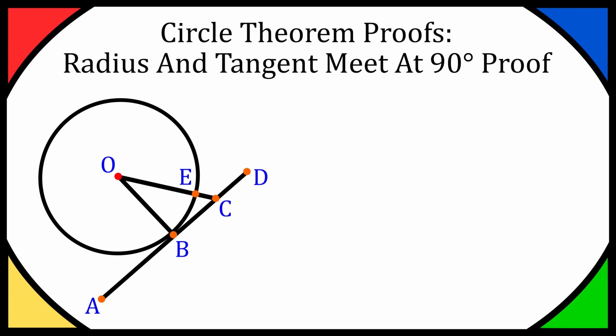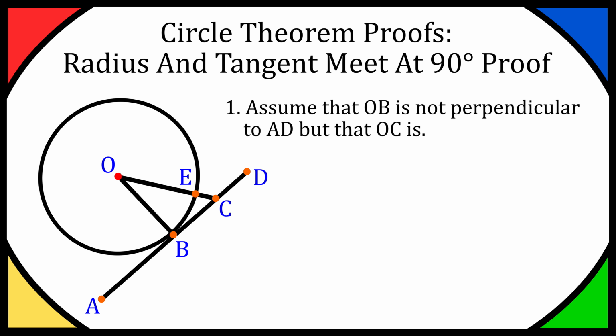So basically we're proving that this line AD, when it meets the circle, the radius is going to be at 90 degrees. That's the OB line. Well, we can't assume that yet, but that's the proof we're going to prove. So firstly, let's assume that OB is not perpendicular to AD. We all pretty much know that it's going to be line OB that is at a right angle to AD, but let's assume it isn't for the purpose of this proof. And let's assume that OC is the perpendicular line. Obviously it isn't from the visual, but let's assume it is.